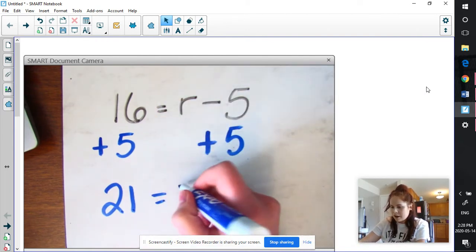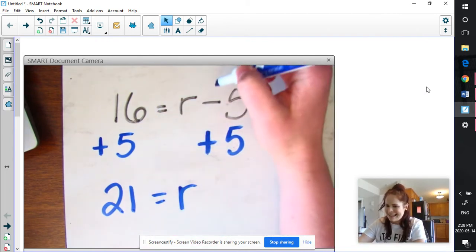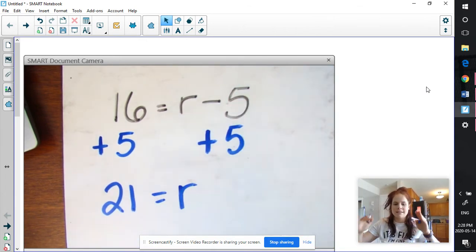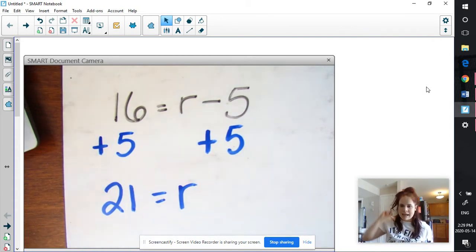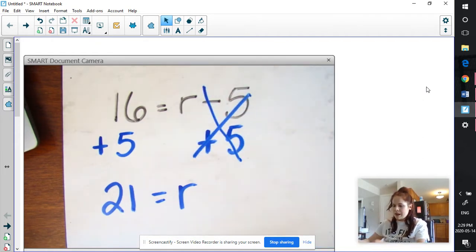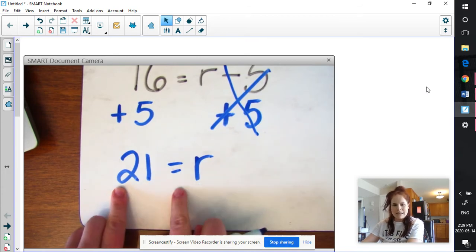I keep my r. Now, this minus 5 and the plus 5 do something called cancel each other out. Think of it this way: if I give you 5 pencils and then immediately I take those 5 pencils away, how many pencils do you have? 0, right? You have the same amount that you started with, no pencils. That's the idea here, that they cancel each other out. To show that they cancel each other out, we just draw an X through it. And that's your answer, 21 equals r.